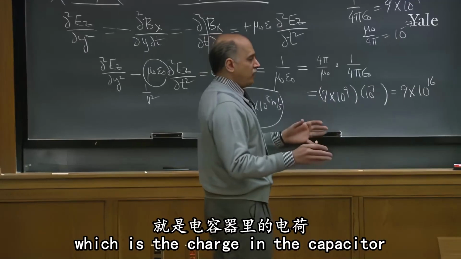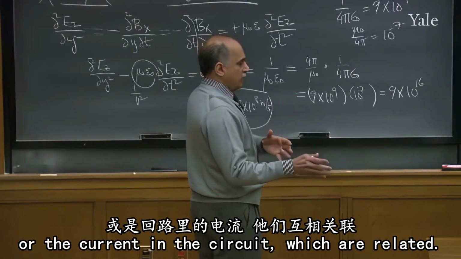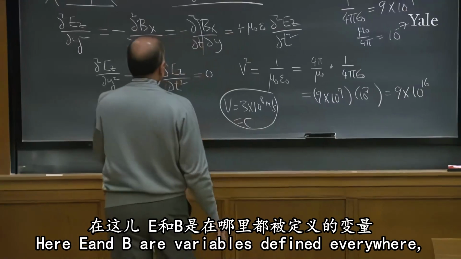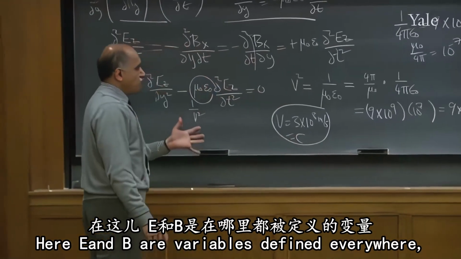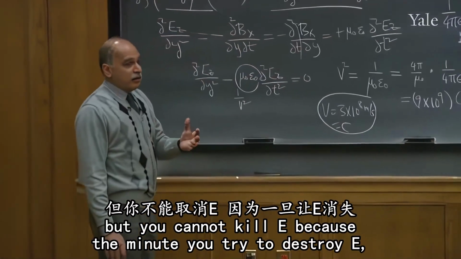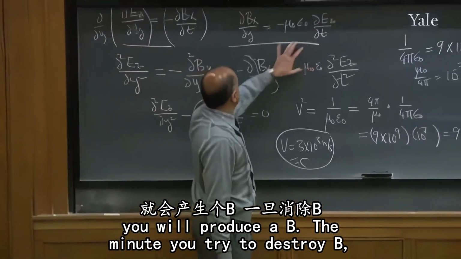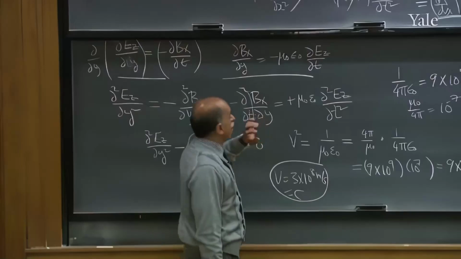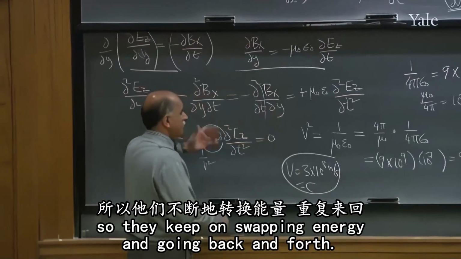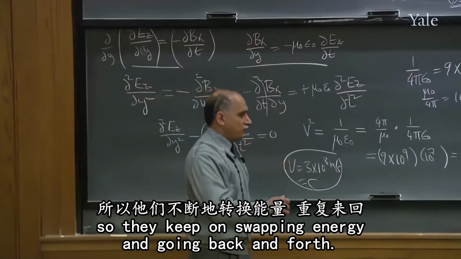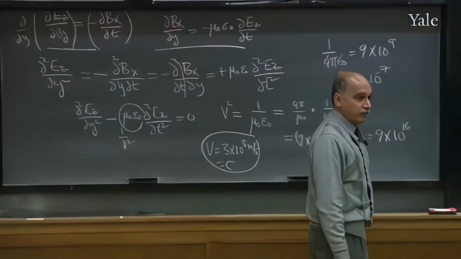There you have only 1 degree of freedom, which is the charge on the capacitor or the current in the circuit, which are related. Here, E and B are variables defined everywhere, but you cannot kill E, because the minute you try to destroy E, you will produce a B. The minute you try to destroy B, you will produce an E. So they keep on swapping energy and going back and forth.